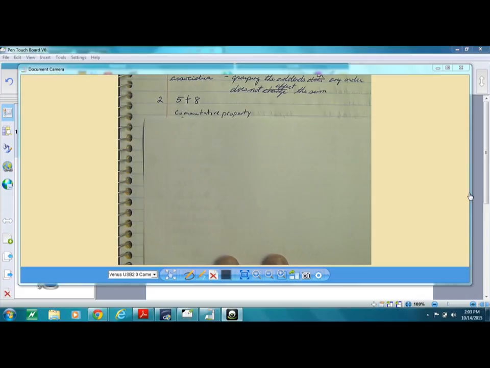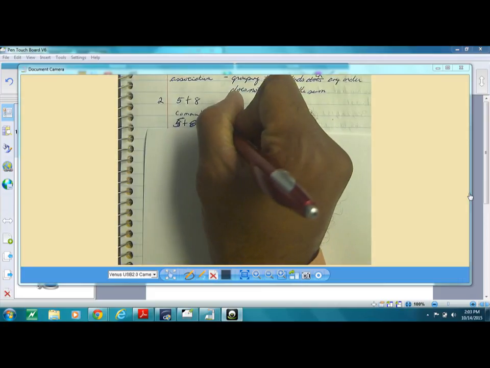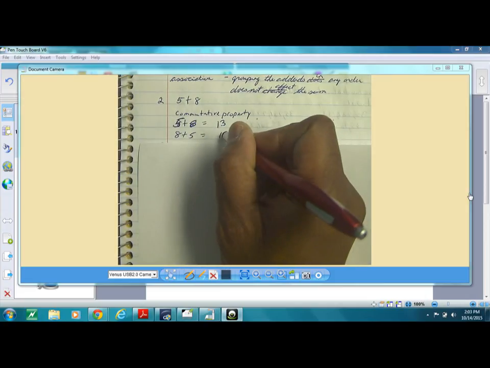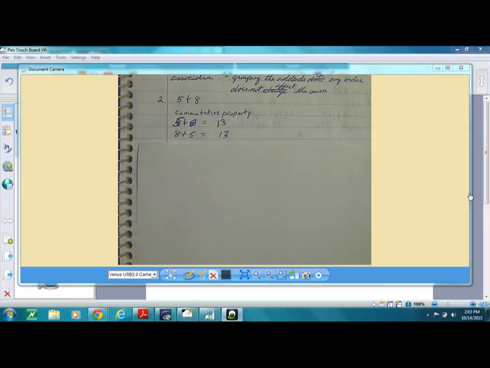We're going to use the commutative property. We're going to switch the addends around. So the problem is 5 plus 8, and we're going to do 8 plus 5. So 5 plus 8 is 13, and so 8 plus 5 must be 13. So now we're going to go ahead and move on to number 4.